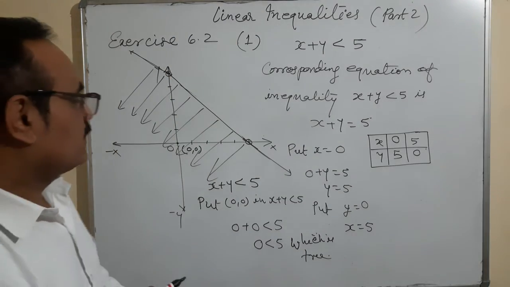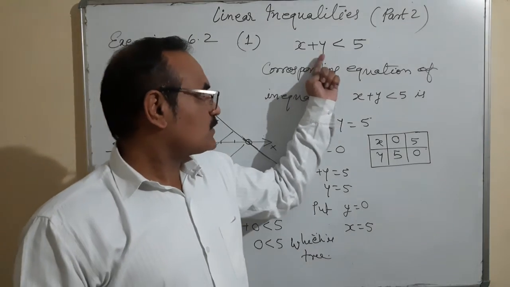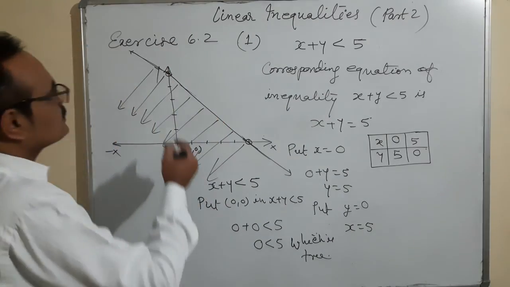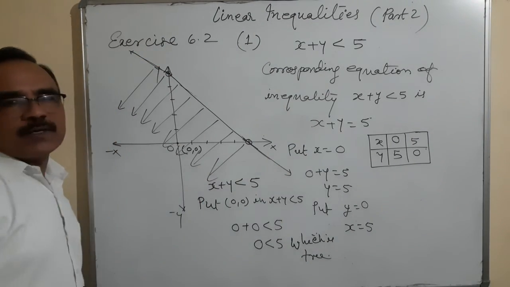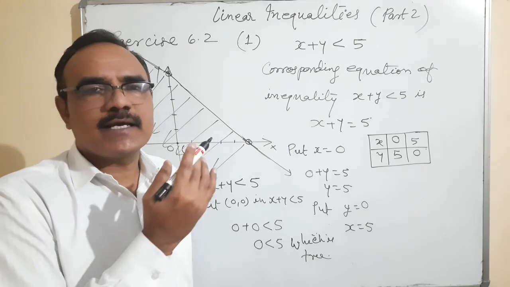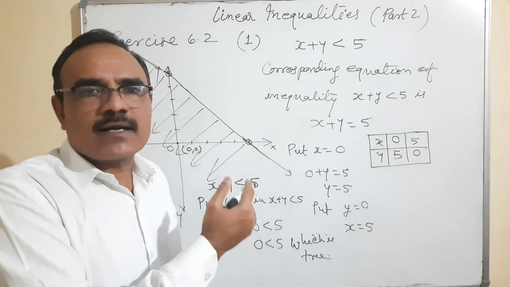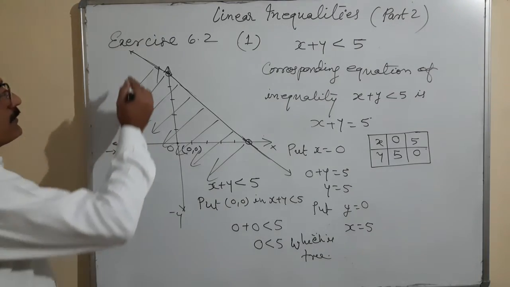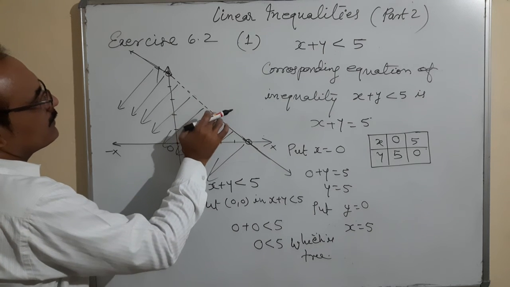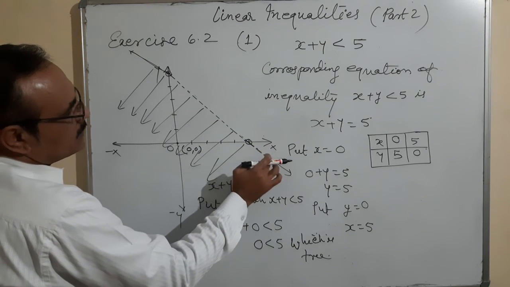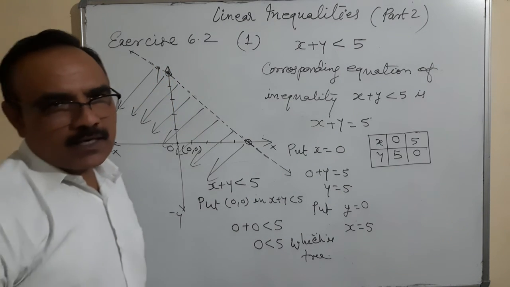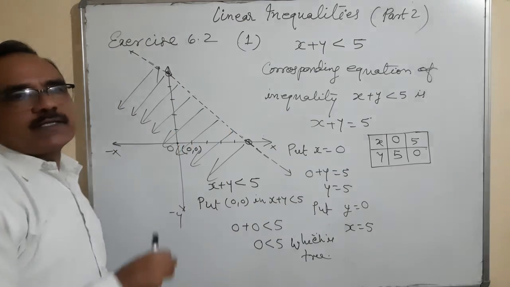That is one. Second most important, x plus y is strictly less than 5. And strictly less than 5 means this line is also not involved in the shaded portion. So mathematically, how to indicate that this line is representing or this line is not representing? You have to make this line in a dotted form like this. This dotted line shows that the points which are coming on the line are not fulfilling the condition.